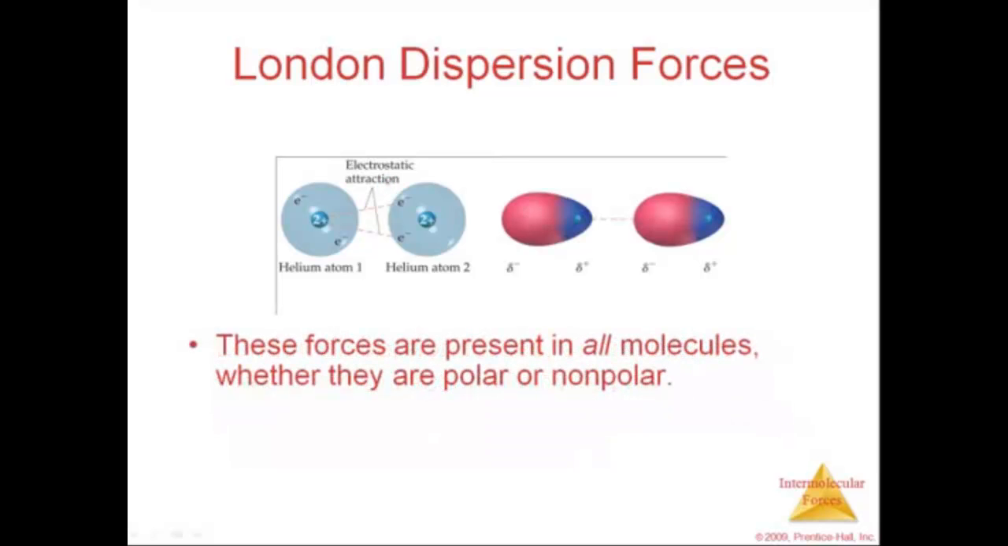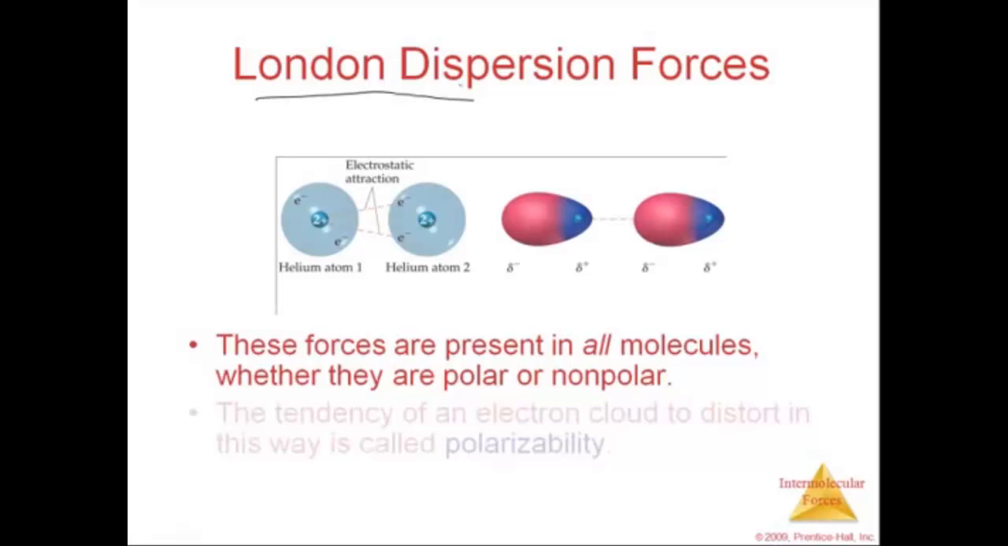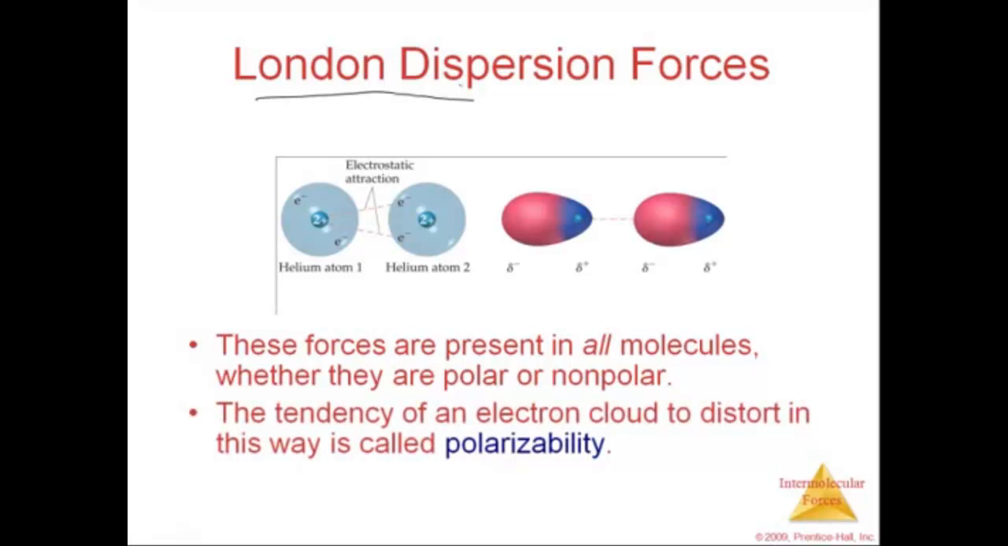So these forces are present in all molecules. Doesn't matter whether they are polar or nonpolar. So if you ask what kind of van der Waals forces exist in nonpolar molecules, the only thing that they would have is London dispersion forces. Okay, they're not polar. So we call the tendency of an electron cloud to distort in this way polarizability. So can I polarize a molecule by causing the electrons to skew?